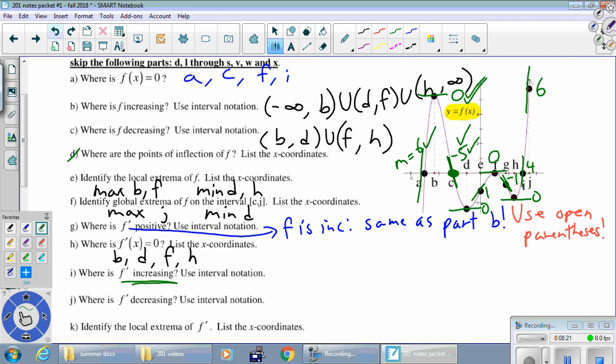Use interval notation. Okay, so increasing from C to E. It's okay with me if you put brackets around both of those. It's the same choice that you have as in part B of this question. Okay, and any other places where f prime is increasing?